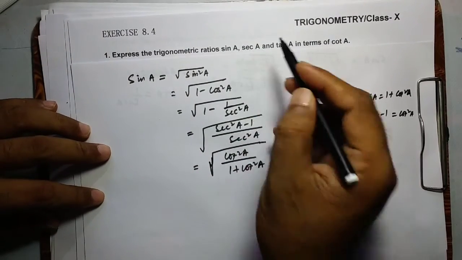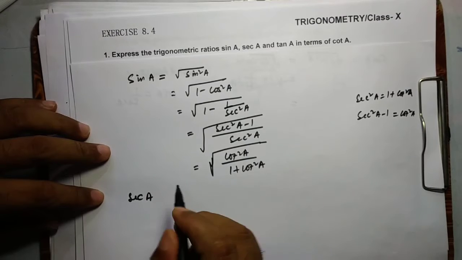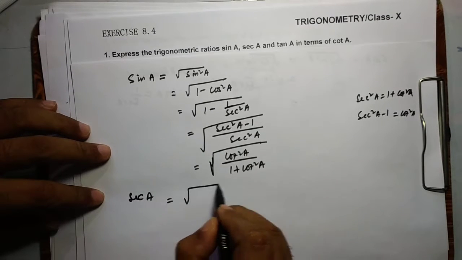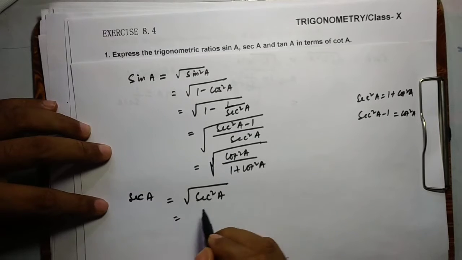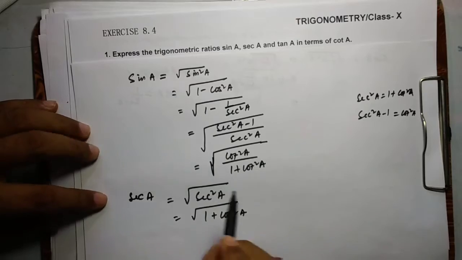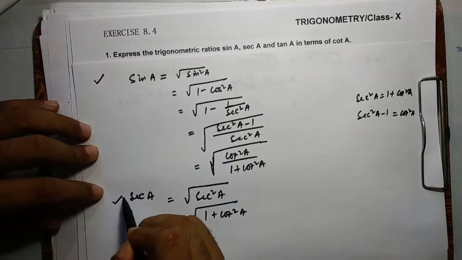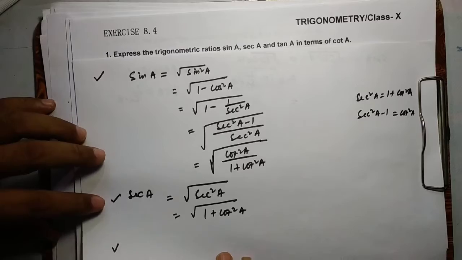Similarly, for sec A you have to convert it into cot A. Sec A equals root of sec square A, and you know sec square A is nothing but 1 plus cot square A, so sec A is the root of 1 plus cot square A. Okay. The next term is tan A.